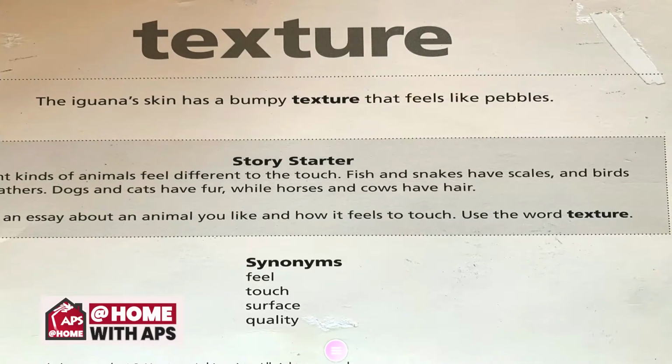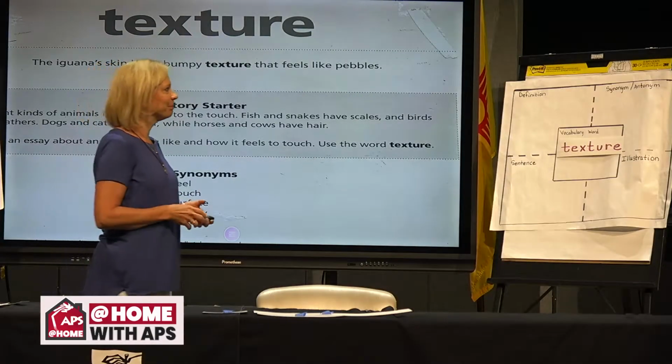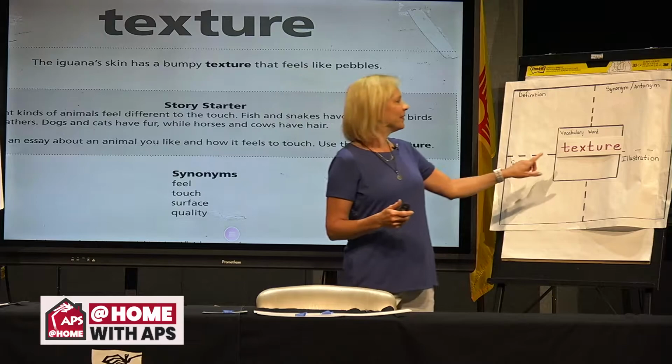So the texture is how the iguana feels. Texture. Say that with me. Texture. Let's spell that word. T-E-X.